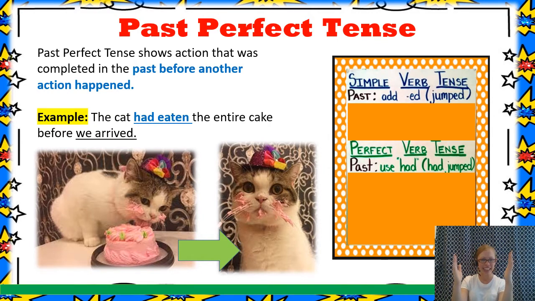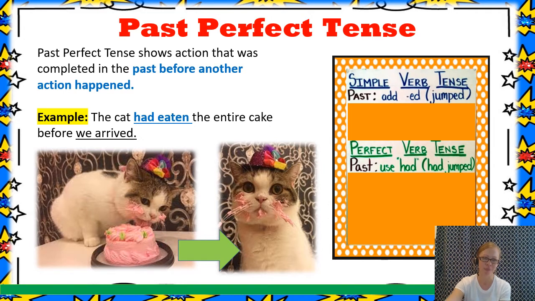Had eaten is our past perfect tense because the action happened from start to finish before another action happened from the same sentence. So had eaten is the past perfect. Arrived later on in the sentence is the regular simple past tense verb.